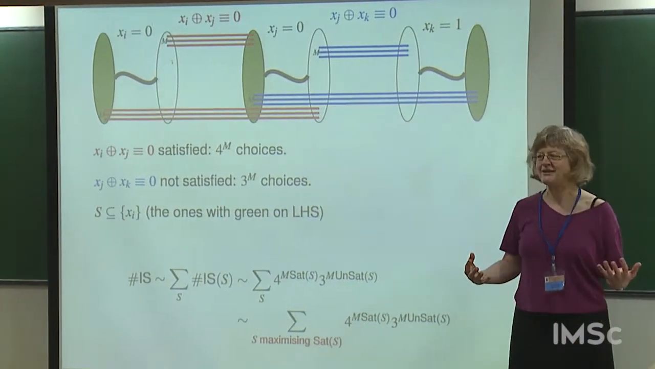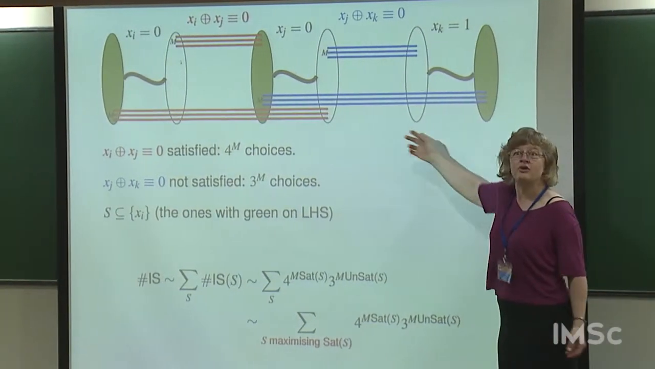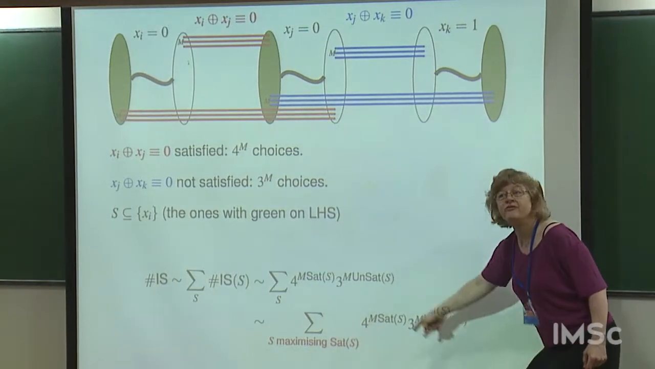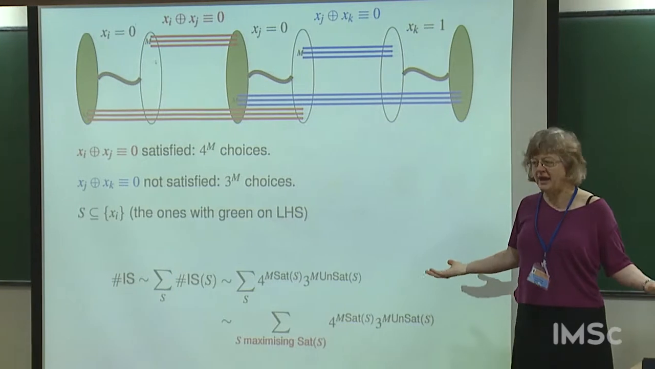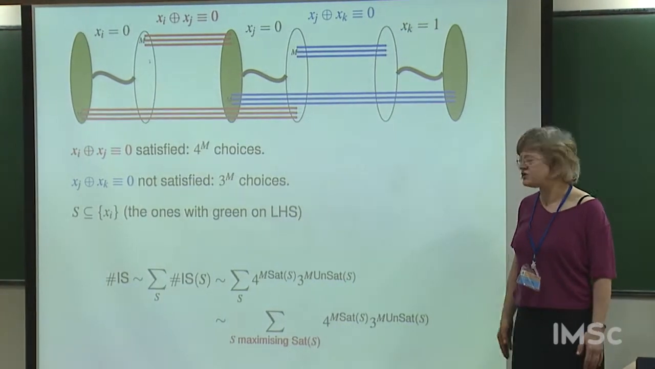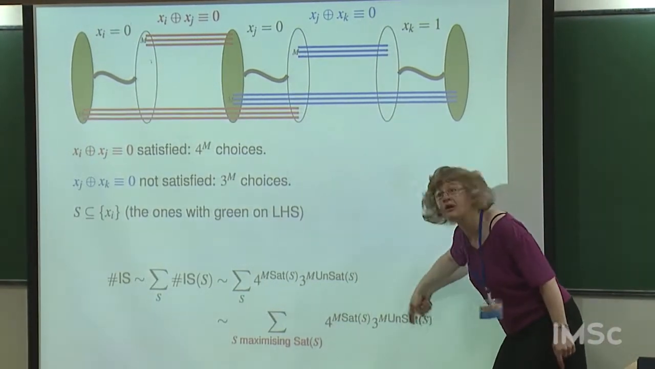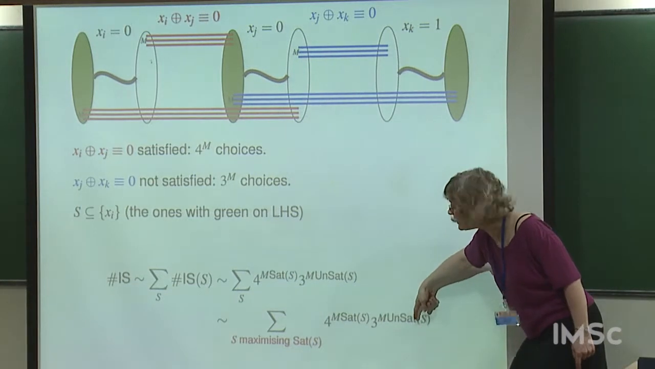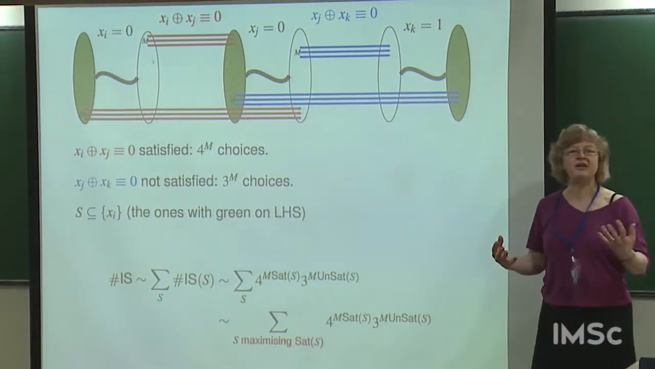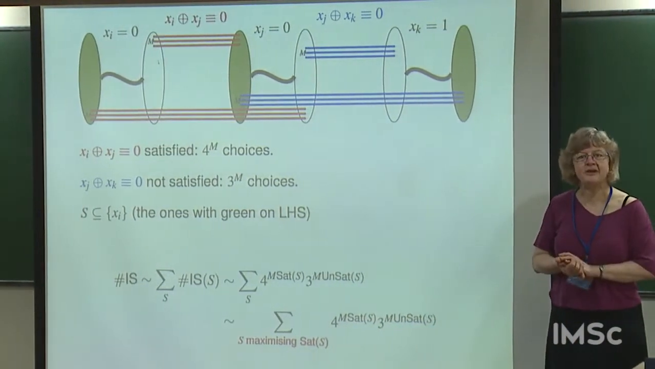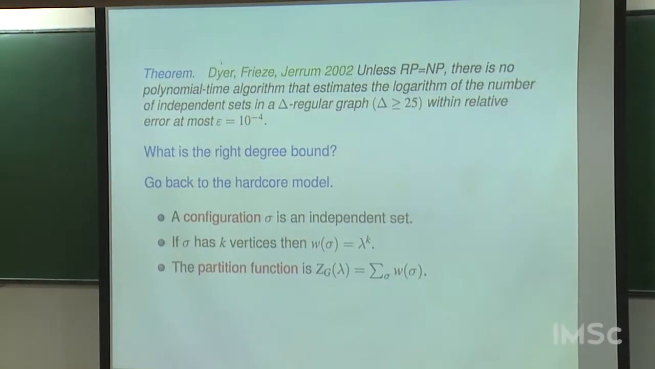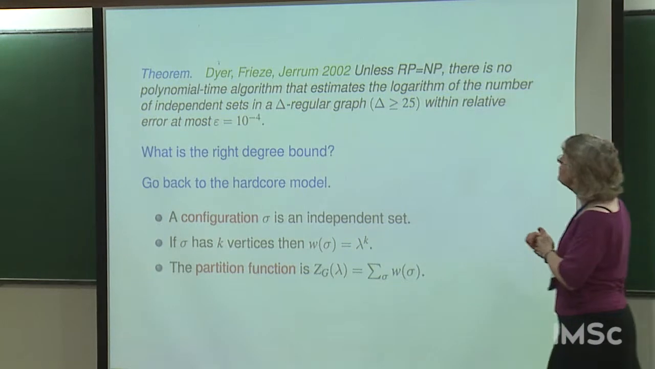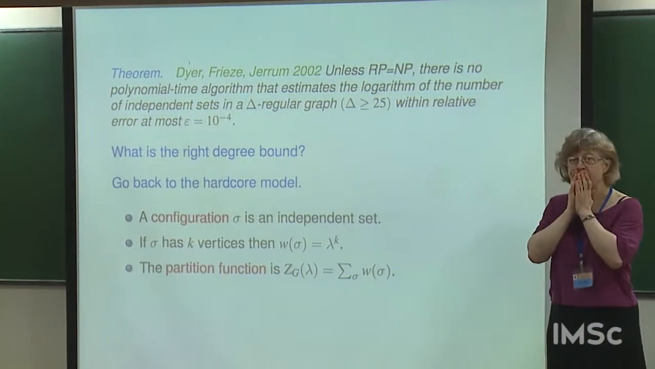So if you look at this sum, you might as well just sum over the ones that are maximizing. And so once again, if you could estimate the number of independent sets, you would know how many were satisfied, yeah? Even if you could estimate the logarithm of this thing, you would be able to work out how many of these equations you actually satisfied. Okay, so that's the whole game. So that was Dyer, Frieze and Jerrum.